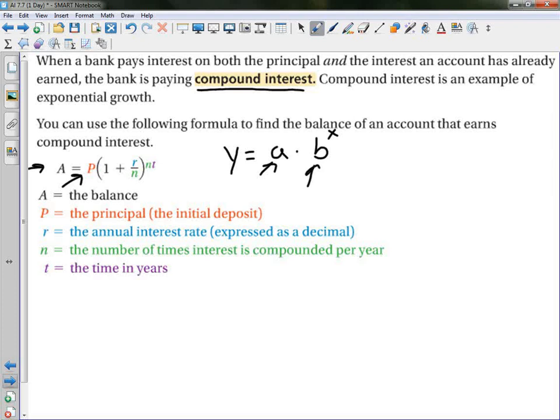B was my growth rate. And we found B by taking the growth rate plus 1, right? So we have 1 plus my growth rate. And then X was the amount of time that we're measuring. So really, it's the same exact equation. The only difference is we're given specific variables with compound interest.